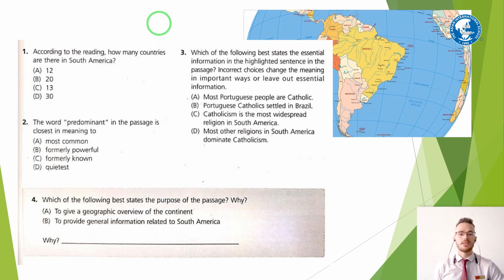All right, answers for question 1. According to the reading, how many countries are there in South America? Nice, easy one there for us. It was 13, which is option C. You have to tell me for number 2, the word closest in meaning to predominant. And the correct answer there would have been A, which is most common.